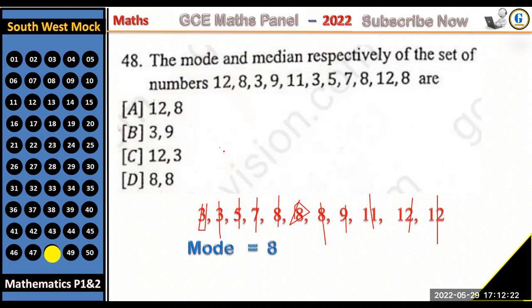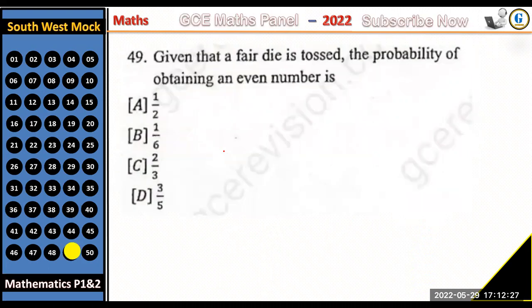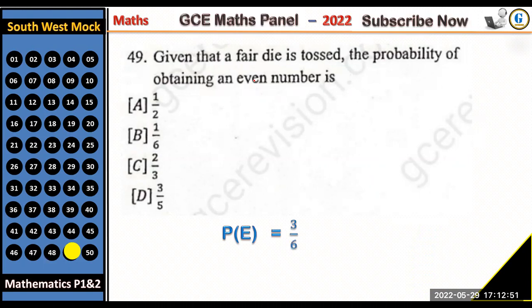Now question 49. Given that a die is tossed, what's the probability of obtaining an even number? Now a die has faces numbered 1, 2, 3, 4, 5, 6. And of those 6 numbers, 3 of them are even and 3 are not. So the probability of an even number is the number of even numbers, that is 3, divided by the total number of faces, which is 6. So the probability here is 3 on 6, which is equal to a half. Our key here is A.